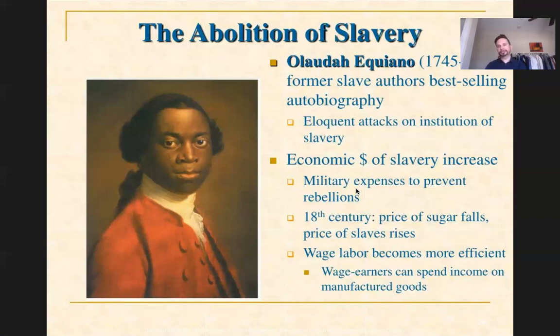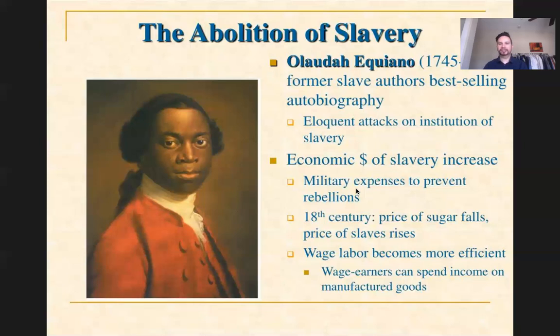Another thing that contributed to the movement to abolish slavery is that the price of slaves was increasing. There were a lot of military expenses used to prevent rebellions, and this added up to a lot of money, because you're keeping all these people against their will. You're going to need a lot of force and a lot of money and a lot of weapons to do that, so it's expensive.